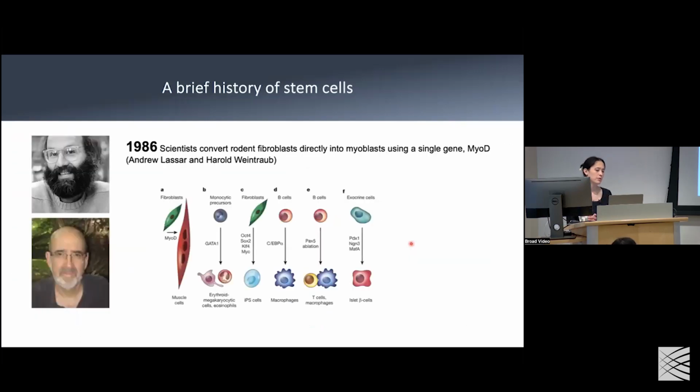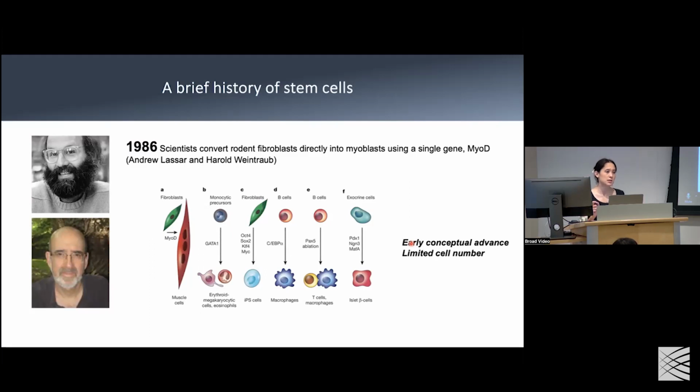A few years later, Andrew Lassar and Hal Weintraub at the Hutch discovered that you could directly convert rodent fibroblasts into another cell type called myoblasts using a single transcription factor, MyoD. And this was really an early conceptual advance because it showed an unexpected degree of plasticity in cell fate. So previously, you would think of cells differentiating in one direction and that being a one-way street. And what they demonstrated is that these cellular states could be manipulated. This is a process called transdifferentiation, and it's something that we use in the lab today. So this is a really critical advance.